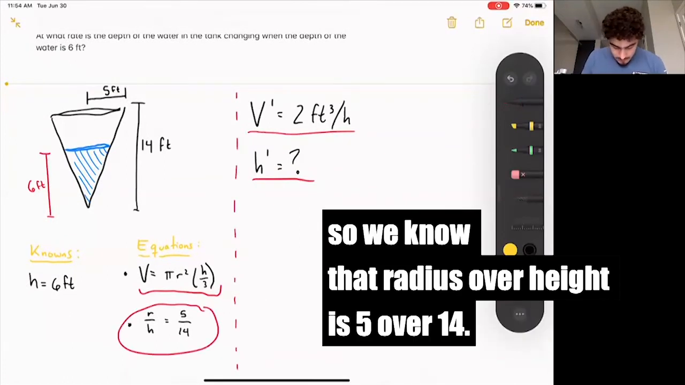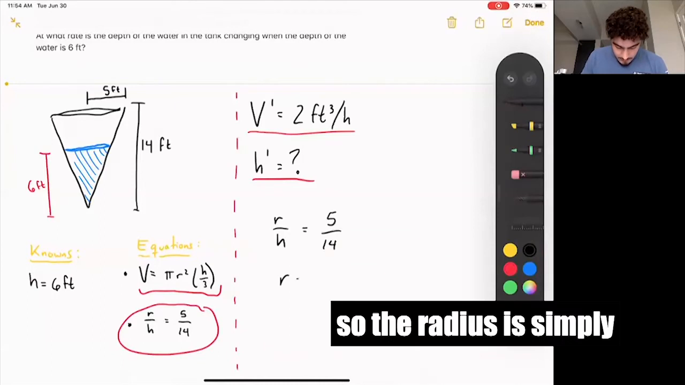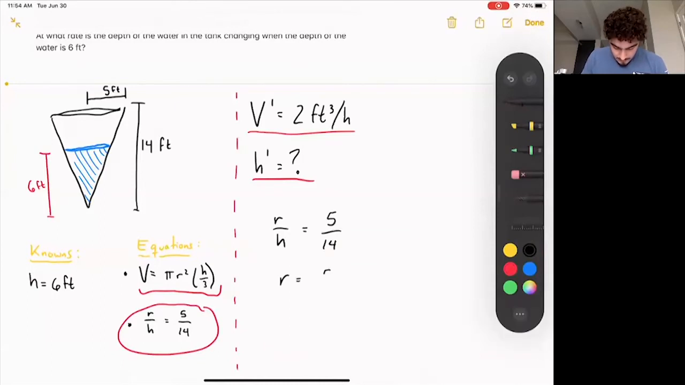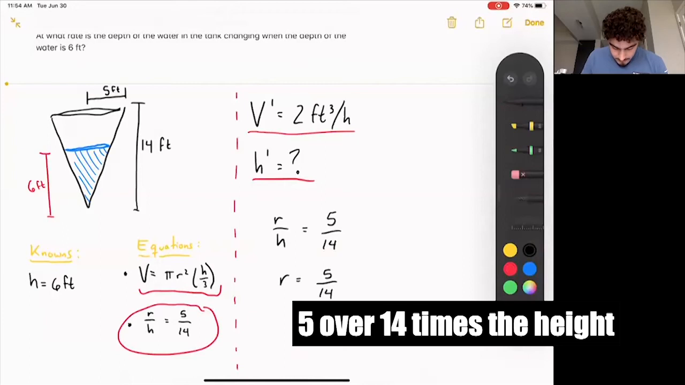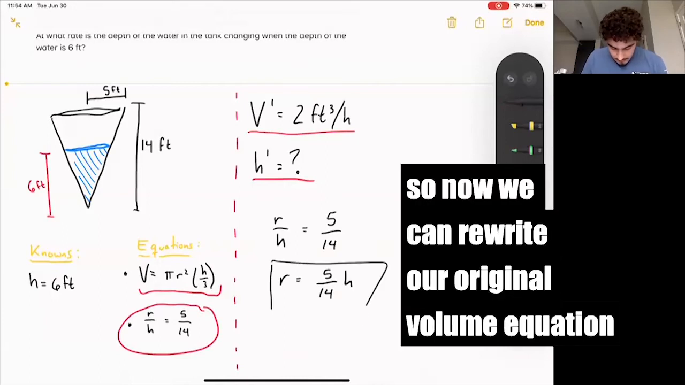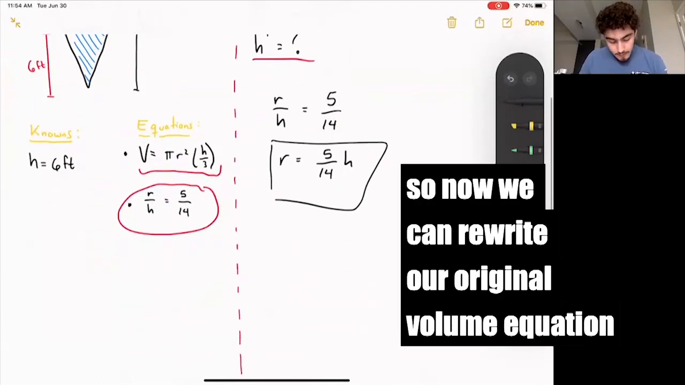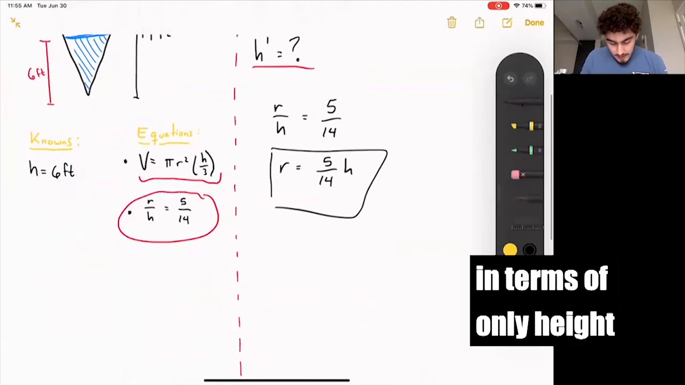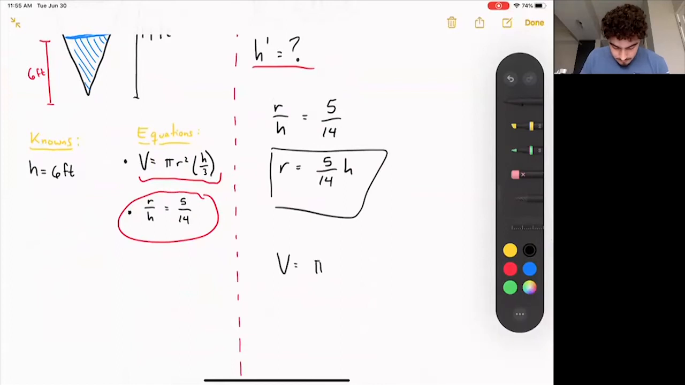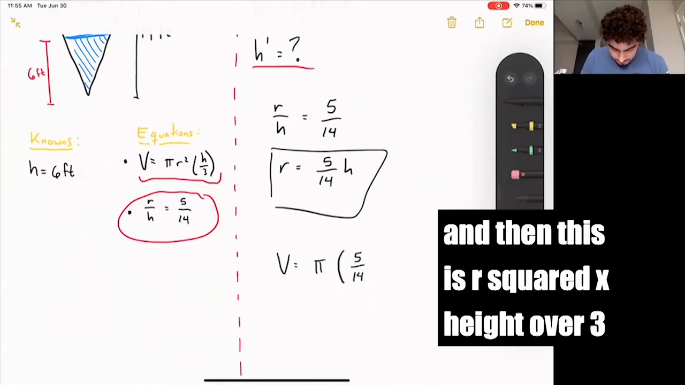So we know that radius over height is 5 over 14. So the radius is simply 5 over 14 times the height. So now we can rewrite our original volume equation in terms of only height. So volume equals pi, and then this is r squared times height over 3.